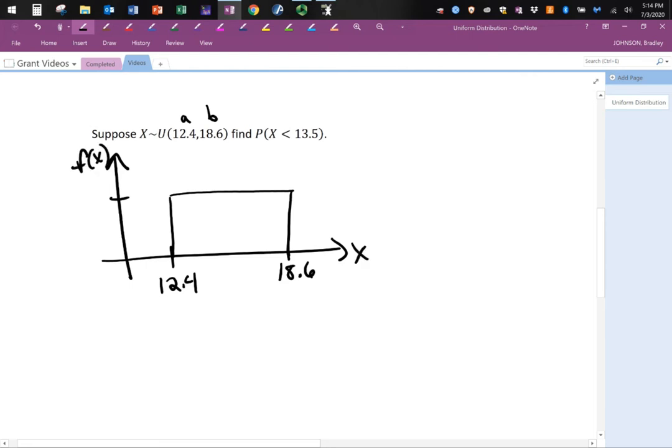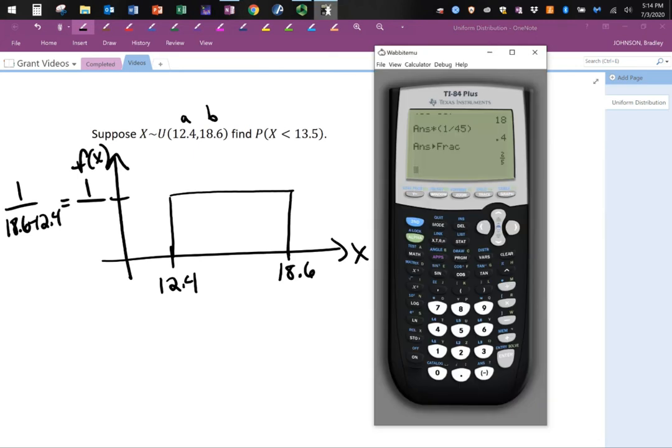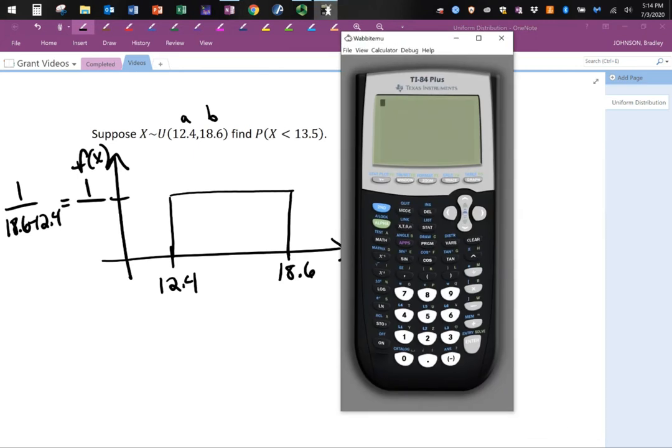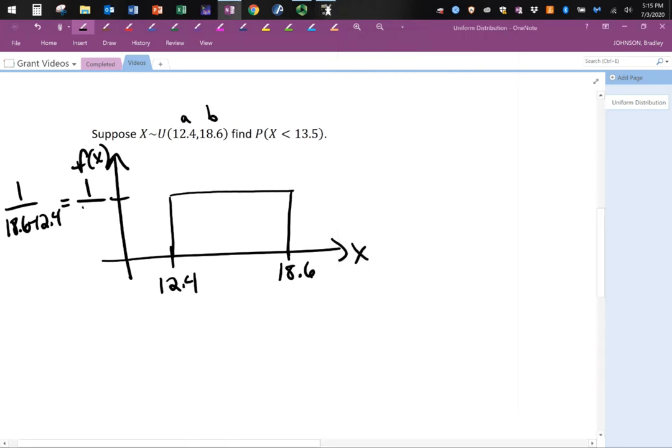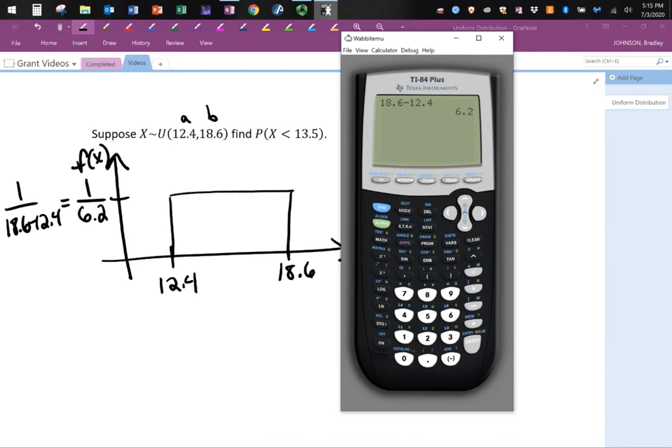Okay, so my x values go along the x-axis. My output, f of x, will represent my height here. So I need to find 1 over b minus a. Okay, 1 over b minus a. 1 over 18.6 minus 12.4. So you'll have 1 over something. Now, it's much easier to just figure out 18.6 minus 12.4 just on its own. 1 over 6.2. So I will put 1 over 6.2.